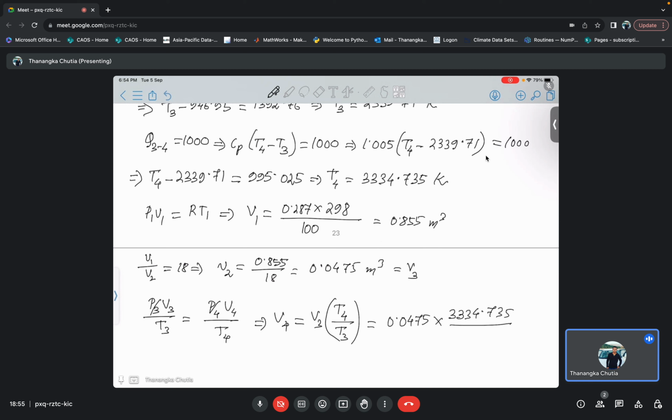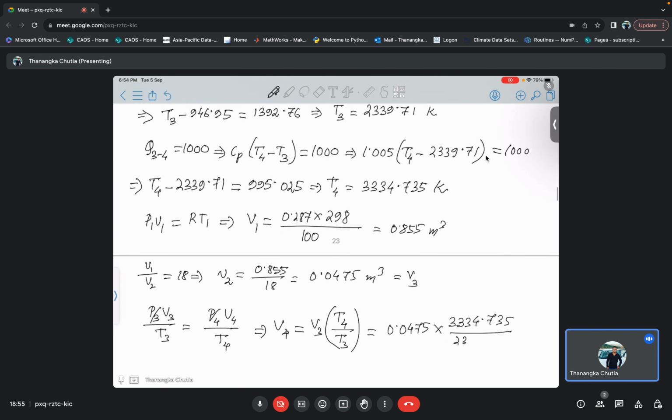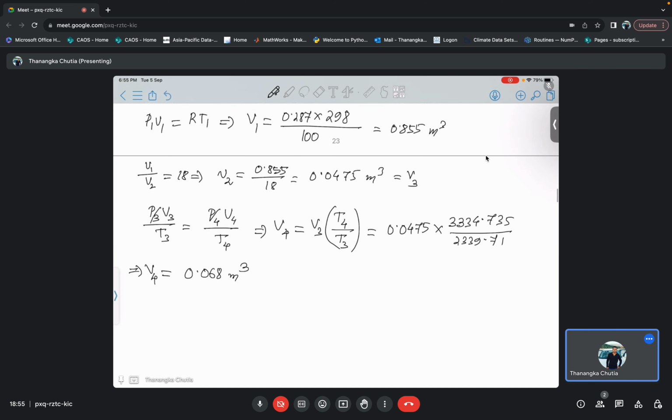And what is your T3? T3 is 2339.71. Okay, so from here V4 is equal to 0.0475 into 3334.735 by 2339.71. So V4 will be equal to 0.068 meter cube.